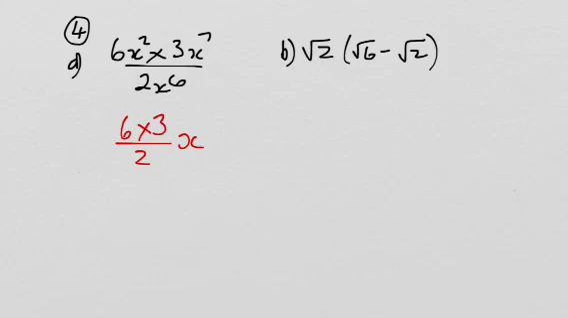For the second one, root 2 times root 6 is root 12. Root 2 times root 2 is root 4. Now all I need you to do is simplify that.